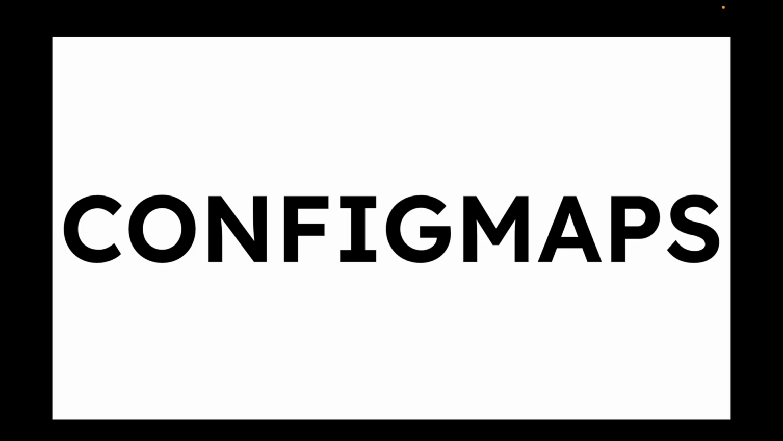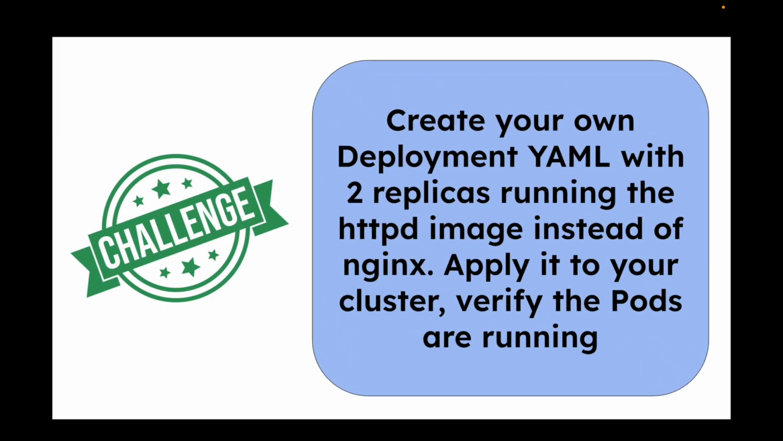Now, before I end the session, here's a challenge for you. I want you to create your own deployment YAML with two replicas running the HTTPD image instead of Nginx. Apply it to your cluster, and verify whether the pods are running or not. Pause the video after this, complete the challenge, and let me know in the comments if you got it working or ran into issues. I would love to help.